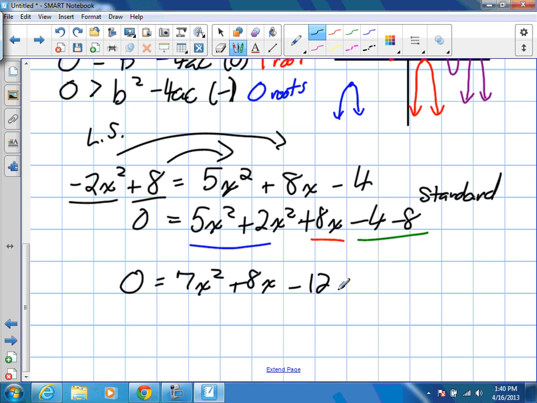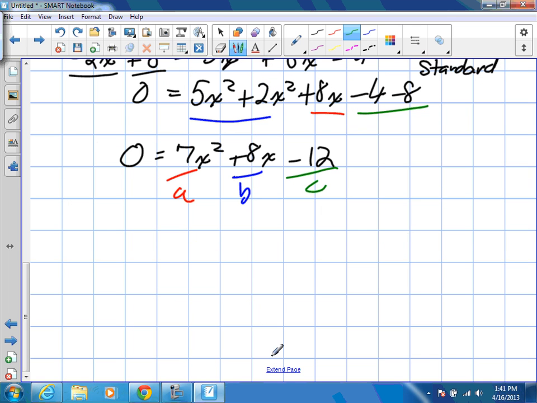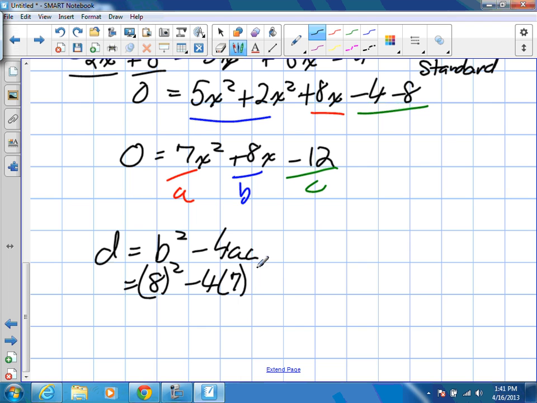Good. Now we have an A value, a B value, and a C value. Okay, so we're going to put these values into the discriminant, into our actual formula, to figure out what it's going to be equal to. So we'll say our D is equal to, and we know it was B squared minus 4AC. Well, in this case, B is the value of 8. Our A in this case is what? 7. And our C is not just 12, but negative 12.